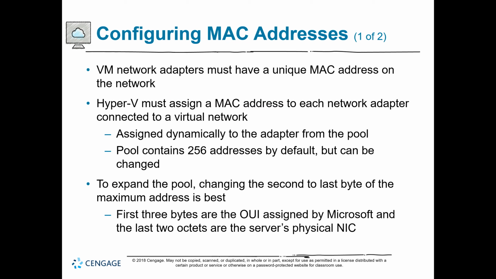Configuring MAC addresses. VM network adapters must have a unique MAC address on the network. Hyper-V must assign a MAC address to each network adapter connected to a virtual network. It is assigned dynamically to the adapter from the pool. The pool contains 256 addresses by default, but that can be changed. To expand the pool, changing the second to last byte of the maximum address is best. The first 3 bytes are the OUI assigned by Microsoft, and the last 2 octets are the server's physical NIC.